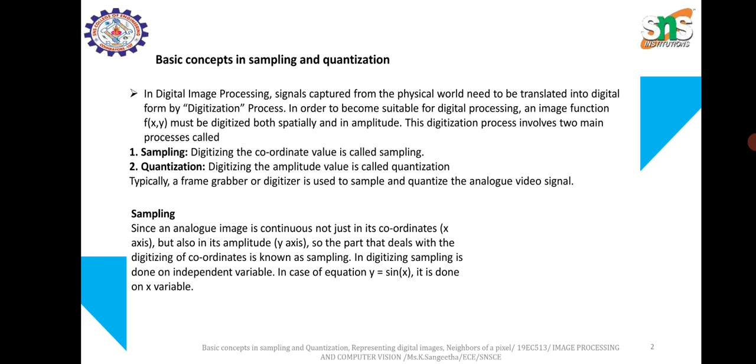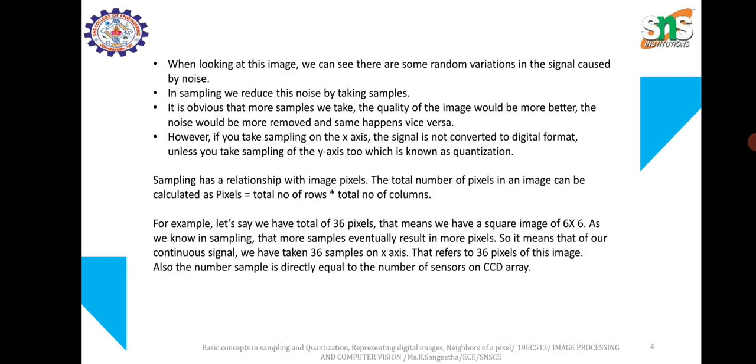When looking at this image, we can see there is some variation in the signal caused by noise. In sampling, we reduce the noise by taking samples. It is obvious that the more samples we take, the better the quality of the image and the more the noise is removed, and the same happens vice versa. However, if you take sampling on the x-axis, the signal is not converted into digital format unless you take sampling on the y-axis too, which is known as quantization.